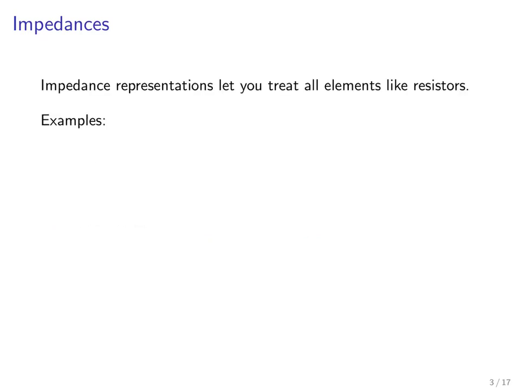So one of the nice things about impedance representations of circuit elements is that they let you treat all your elements like resistors. So for example, let's say that we have a parallel combination of a resistor and a capacitor. The resistor has resistance R and the capacitor has capacitance C. If we represent them as a set of impedances, then we can combine them just like they're resistors.